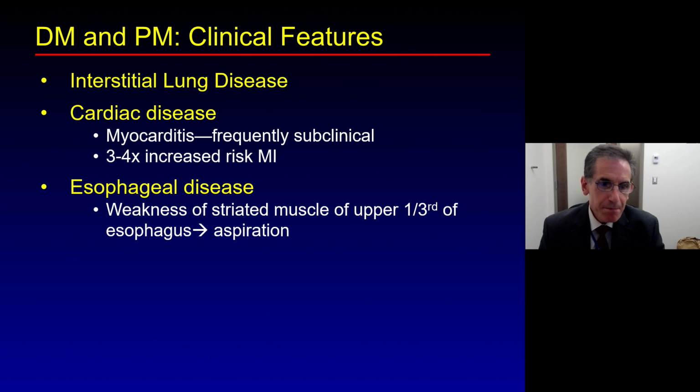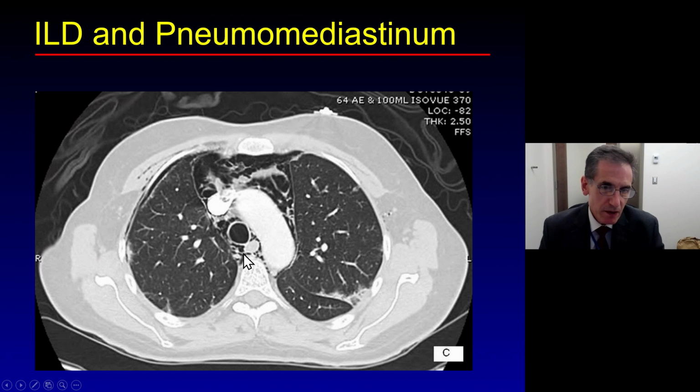The other key point to keep in mind is that with these disorders, patients have a higher risk for interstitial lung disease, especially in dermatomyositis. They can get cardiac involvement, and they can have esophageal disease, which can lead to aspiration. This is an example of a patient with interstitial lung disease who also developed pneumomediastinum, so they can get inflammatory infiltrates, pneumothorax, or pneumomediastinum.